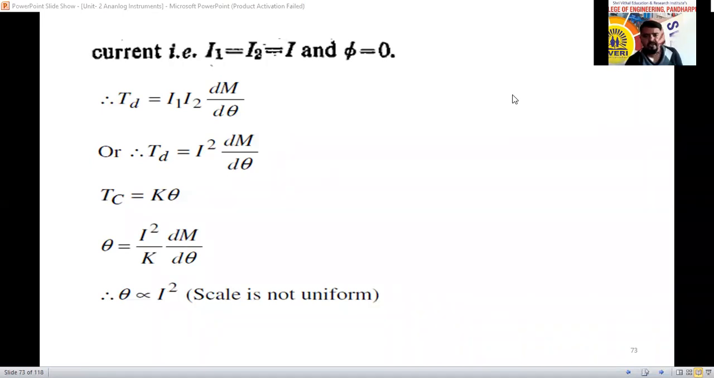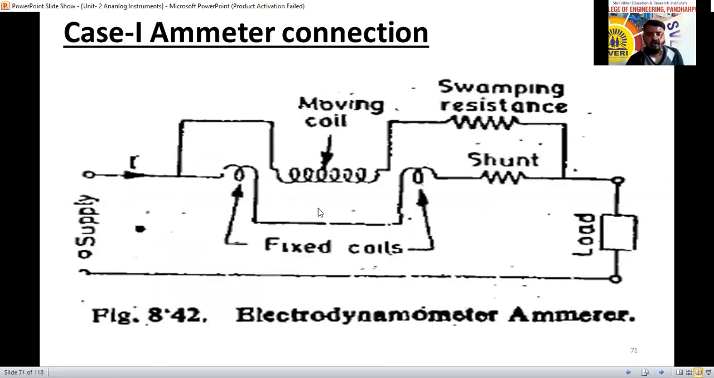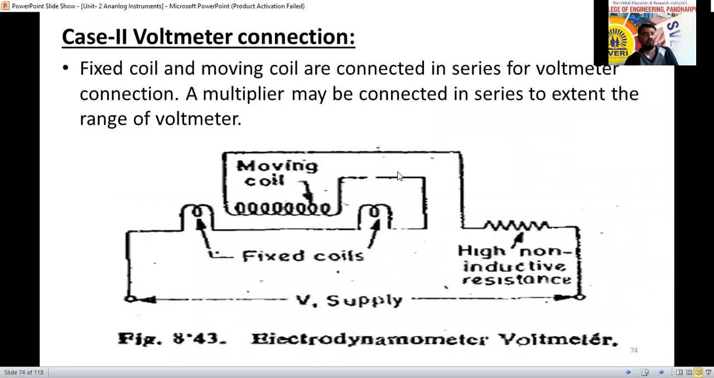So for the ammeter connection, as I told, the fixed coil and moving coil are both connected in parallel, and the load is connected in series with these two coils. But for the voltmeter connection, the moving coil and fixed coils are connected in series, and they are connected in series with the load also. We are going to consider that here now.